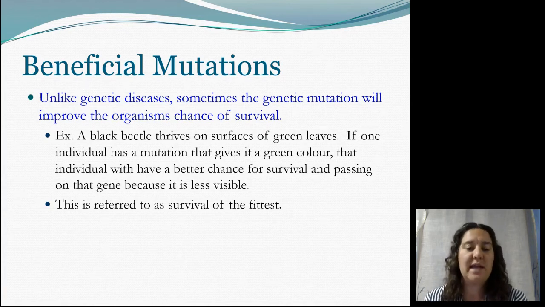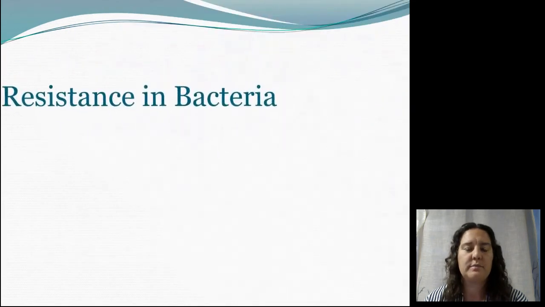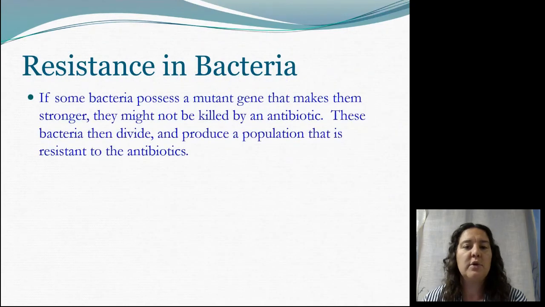Now, beneficial mutations are part of natural selection, which is referred to as survival of the fittest. So the organisms most likely to survive because they are best suited to the environment are more likely to have offspring and pass on their genetics. So sometimes bacteria have a gene that makes them stronger and less likely to be killed by an antibiotic. So unfortunately then, when these bacteria divide, they are going to produce a population of bacteria that is resistant to antibiotics.